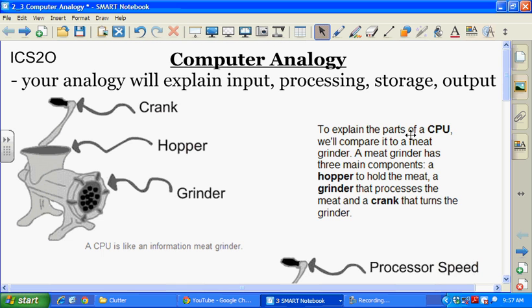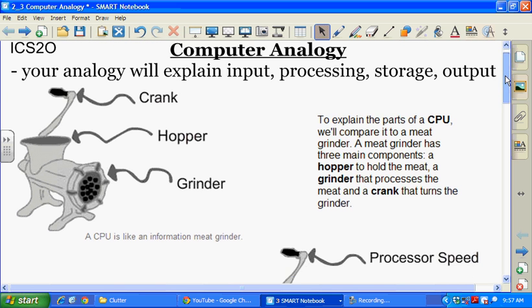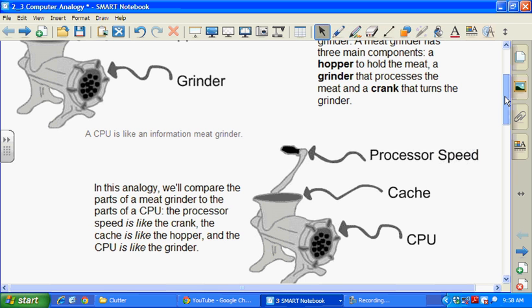So it says, to explain the parts of a CPU, we'll compare it to a meat grinder. A meat grinder has three main components: a hopper to hold the meat, a grinder that processes the meat, and a crank that turns the grinder. So here we go. In this analogy, we'll compare the parts of a CPU. The processor speed is like the crank. The cache is like the hopper, and the CPU is like the grinder.